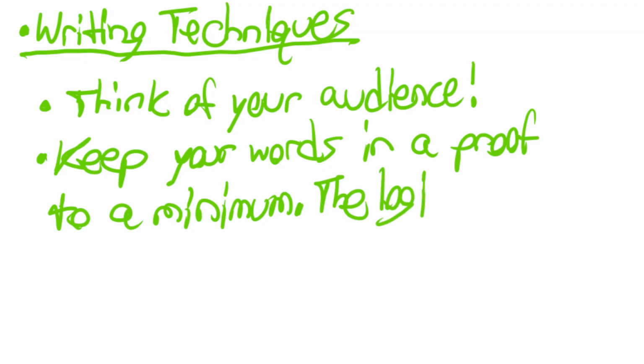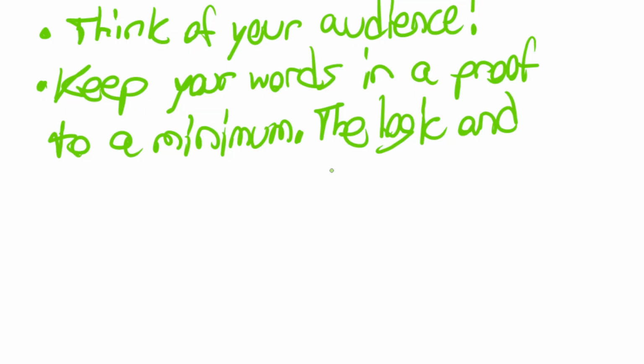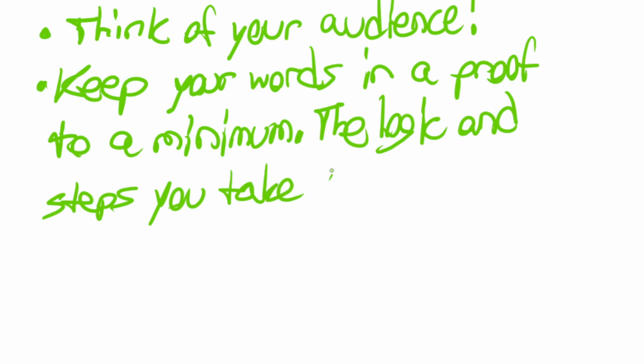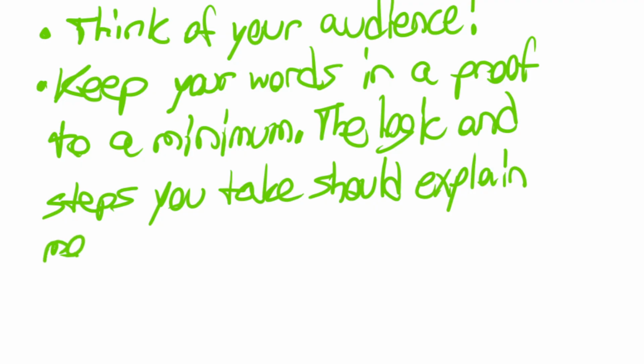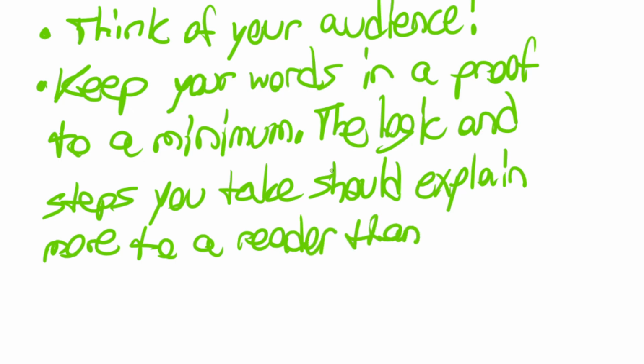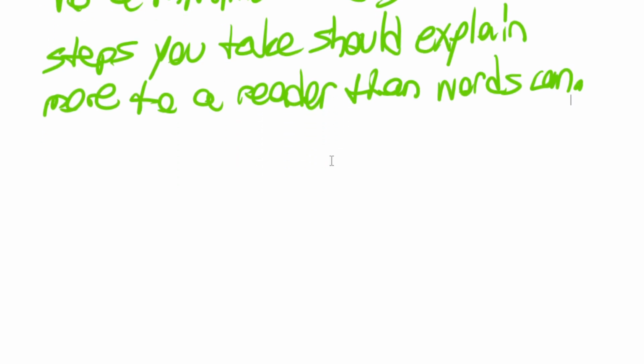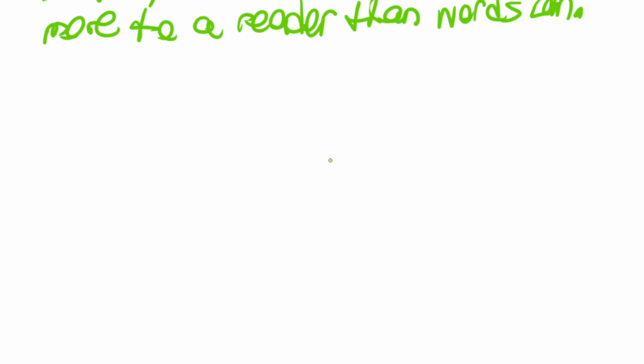The logic and steps you take should explain more to a reader than words can. So basically, you just want to write a proof that is straightforward to understand. You don't have extraneous details that aren't necessary. You want to write a proof that if someone were to read, we'll just draw a little guy with a face here.